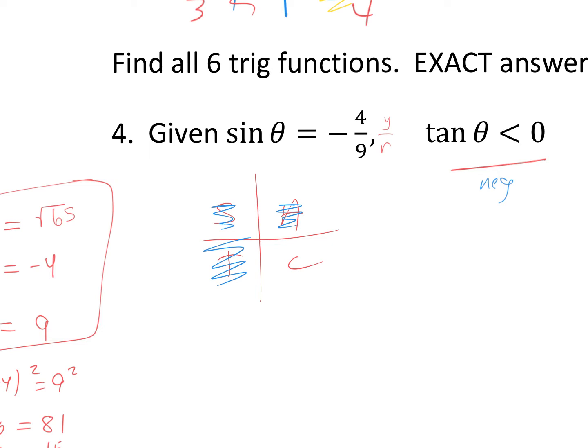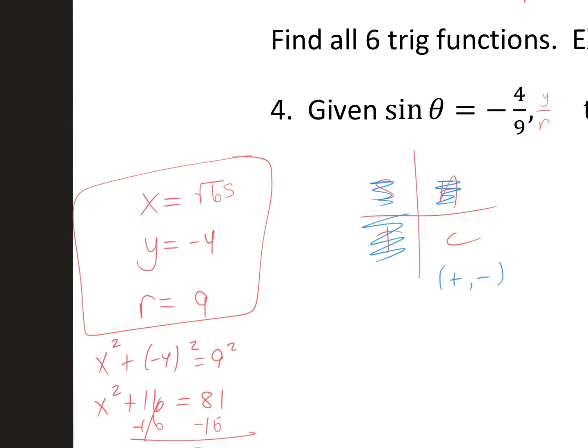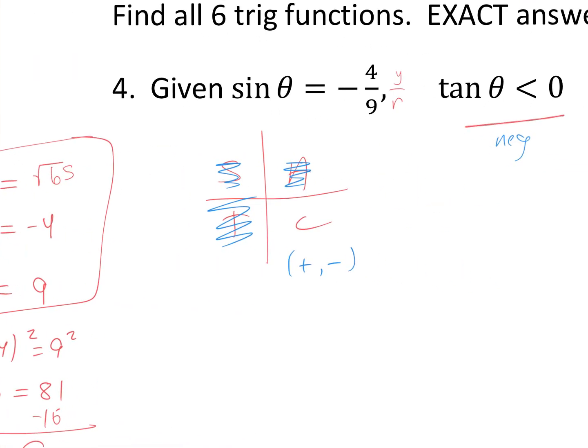So where is this angle? In quadrant 4. Why is that important? Well, what are the signs for quadrant 4? What's your x value? What's your y value? X is positive and y is negative. So you're good to go there. If that statement said tangent is greater than 0, what would your x value be? With what you had left over, it would be negative. That's why that second statement is so important.